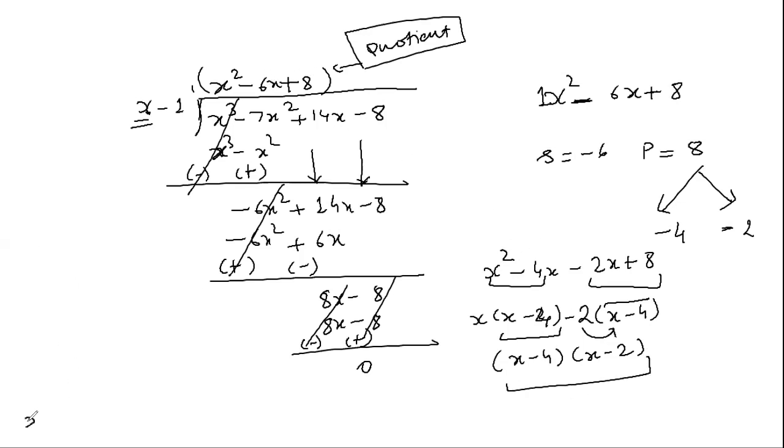So our final answer will be like this: x cubed minus 7x squared plus 14x minus 8, which will give me the first factor as x minus 1, second factor as x minus 4, and the third factor as x minus 2. That's it. Hope you liked this video and hope you understood the full method of factorizing the expressions completely.